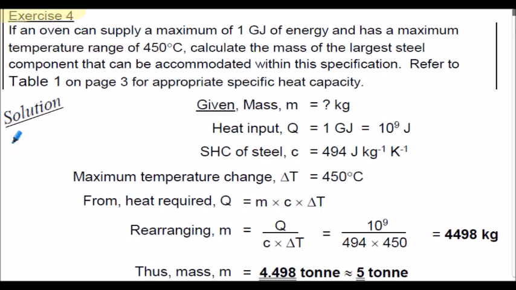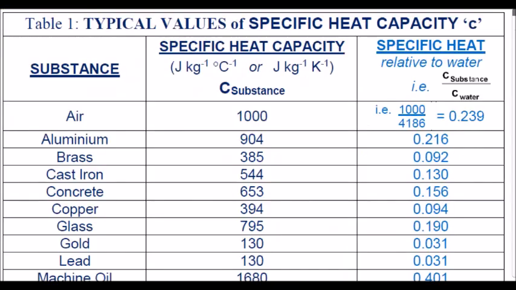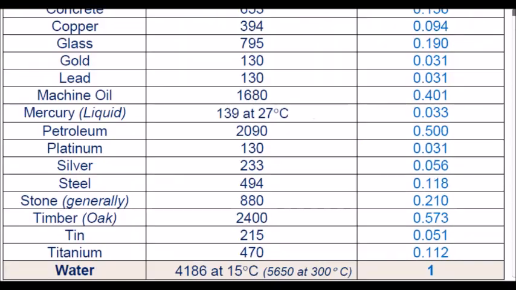Exercise 4, full solution. So in this exercise, we have to find the maximum mass of a component that can be placed in the oven, given the specification. We're given the heat input, Q, is 1 gigajoule, that's 10 to the 9 joules. And the specific heat capacity, C, we obtained from Table 1. So here's Table 1 for steel. Here's our specific heat capacity.